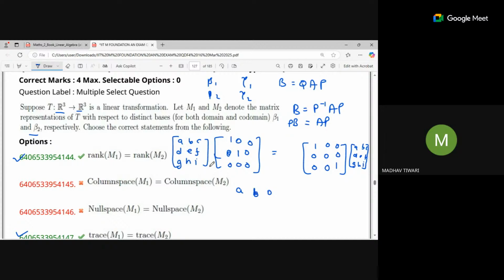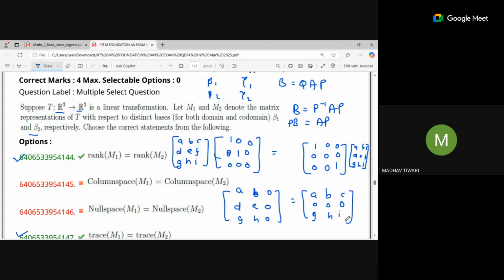And mostly elements I took 0 so that it will be easier to find out this thing. So if I do this, I will get D, E, 0 here and G, H, 0 here. Okay, this is my left hand side matrix and I want to equate it with the right hand side matrix. So what would that be? A, B, C, and this one will be 0, 0, 0, right? 0, 0, 0. Yeah. Then G, H, I. G, H, I. Yeah.